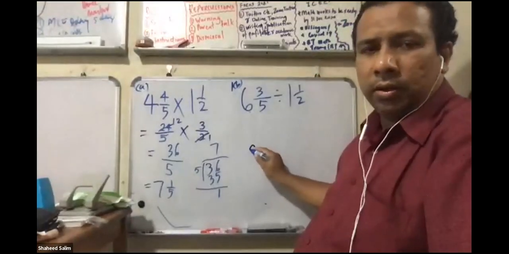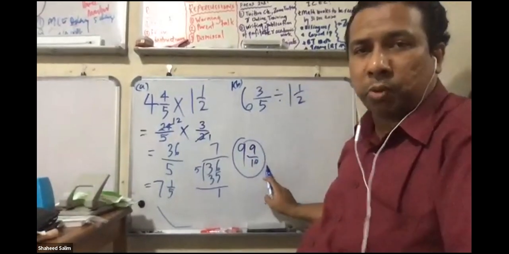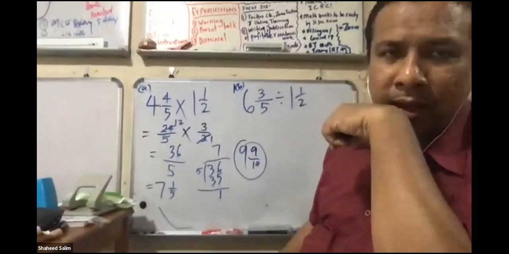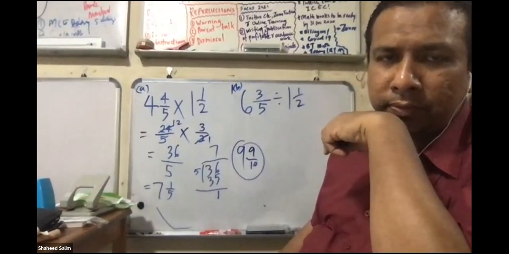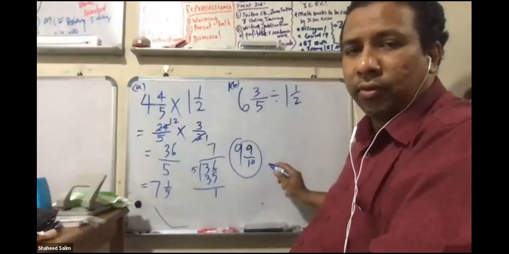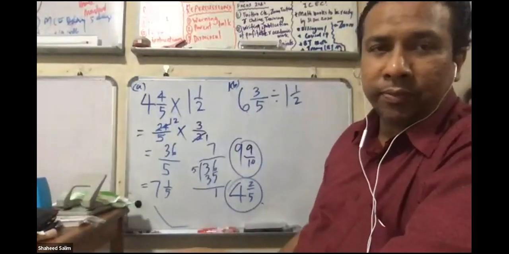9 whole 9 over 10. How many whole? 1 whole. 9 whole 9 over 10. Now later I'm going to teach you how to estimate whether this is possible or not. What about you, Ilhan? You got the answer? 4 whole 2 over 5. Okay. Let us see now. This is Iman's answer. What about Ilhan?